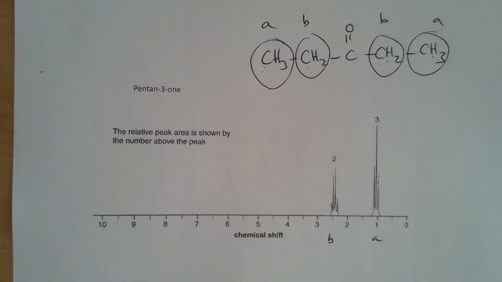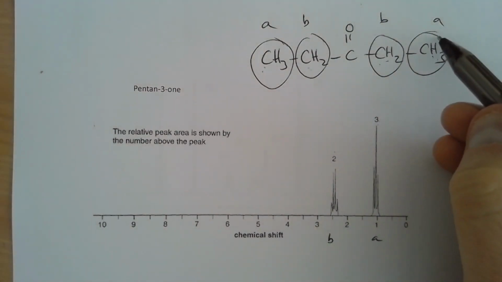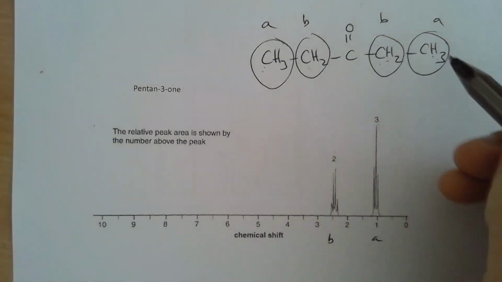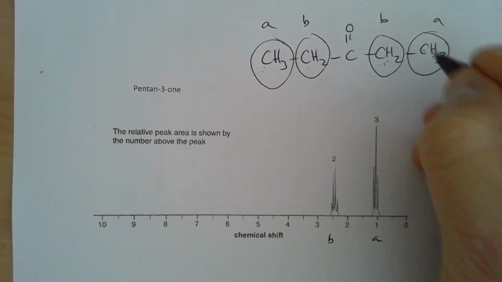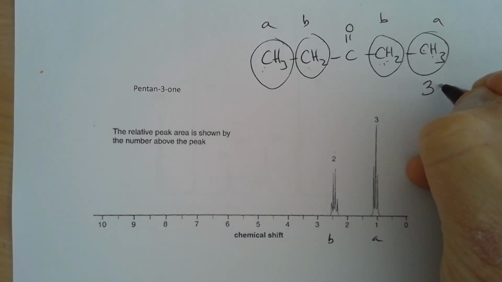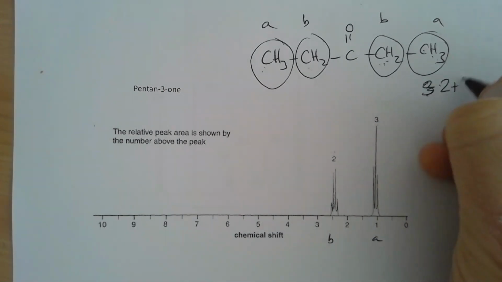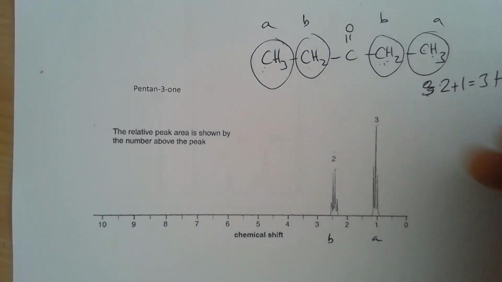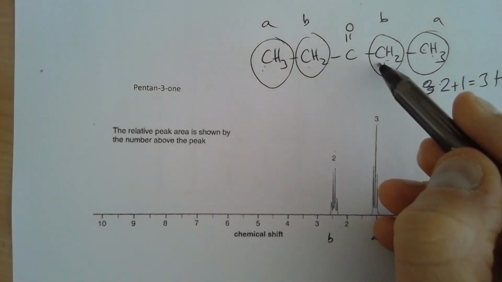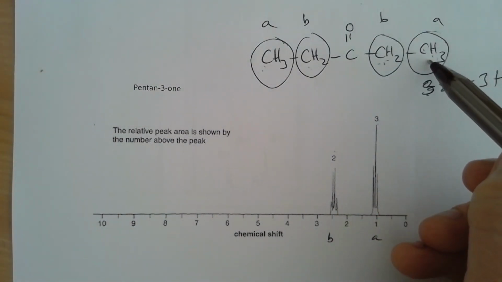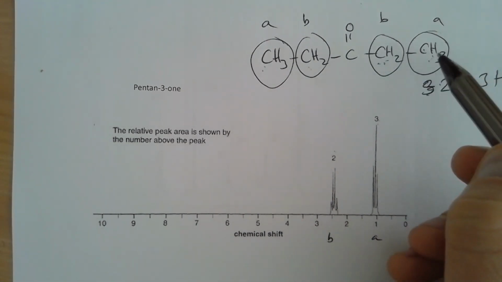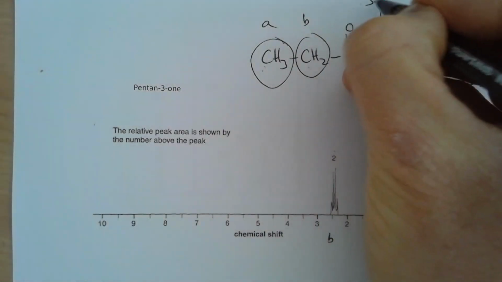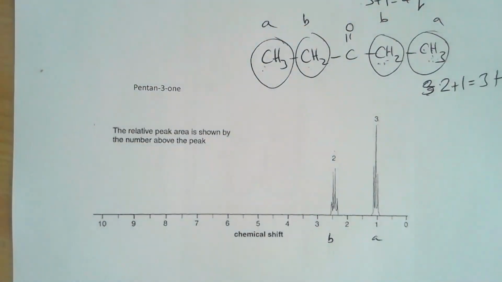However, let's explain the splitting. Environment A is adjacent to environment B. There are 2 hydrogens in environment B, so environment A we're expecting to see split in a 2 plus 1 equals 3, triplet. And environment B is adjacent to environment A, which we are expecting to see split from these 3 hydrogens here. So 3 plus 1 equals 4, quartet.